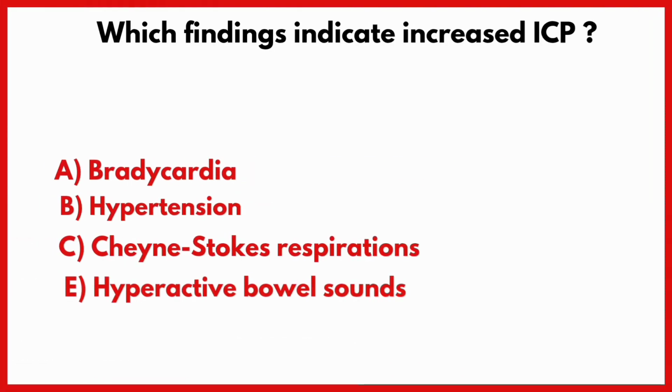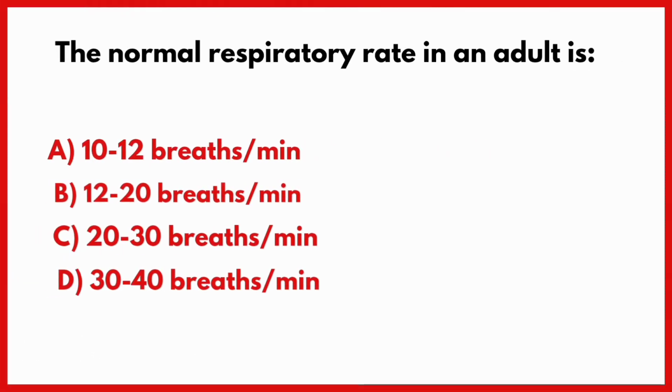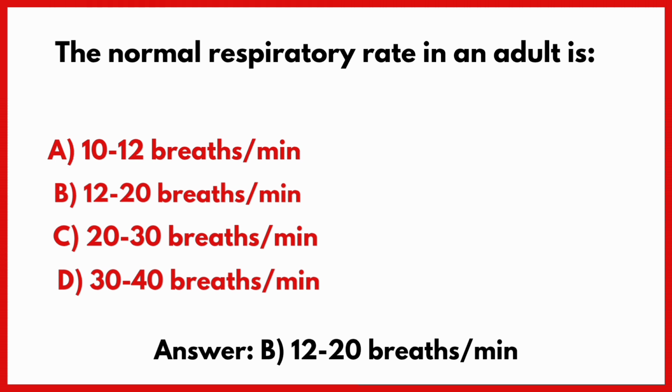Which findings indicate increased ICP? Correct answer is option A, B and D. The normal respiratory rate in an adult is. Correct answer is option B, 12 to 20 breaths per minute.